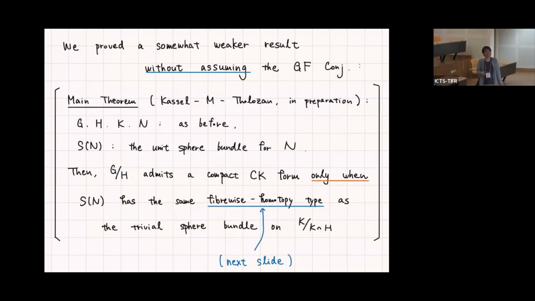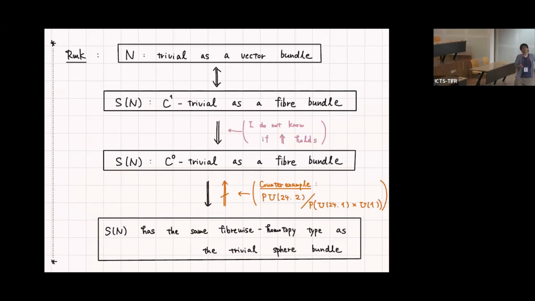So you have a unit sphere bundle here, and this sphere bundle has the same fiber-wise homotopy type as this boring one. This is our condition. Okay, and how different is this condition from triviality as a vector bundle? Well, you can show that if this sphere bundle is C1 trivial as a fiber bundle, then it is in fact trivial as a vector bundle.